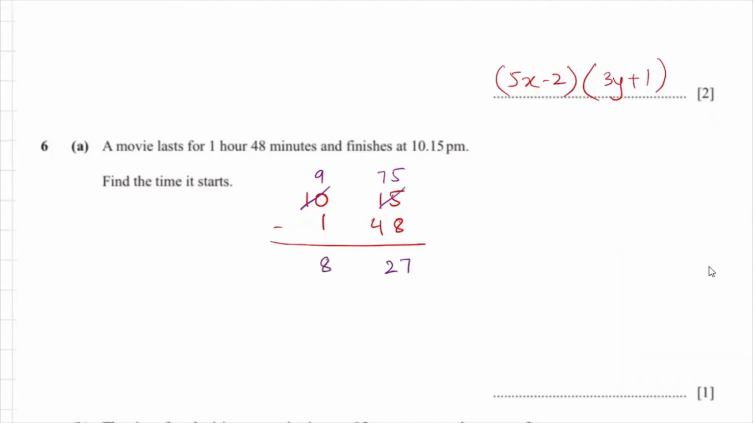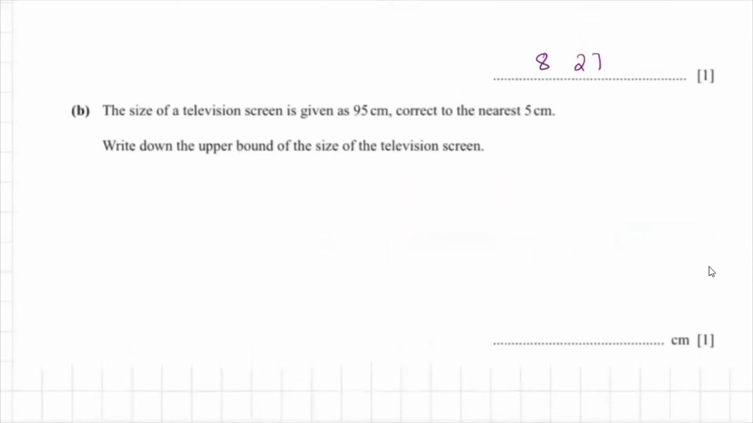9 minus 1 is 8. So your answer is 827. Okay. The size of a television screen is given as 95 centimeters, correct to the nearest 5 centimeters. Write down the upper bound.